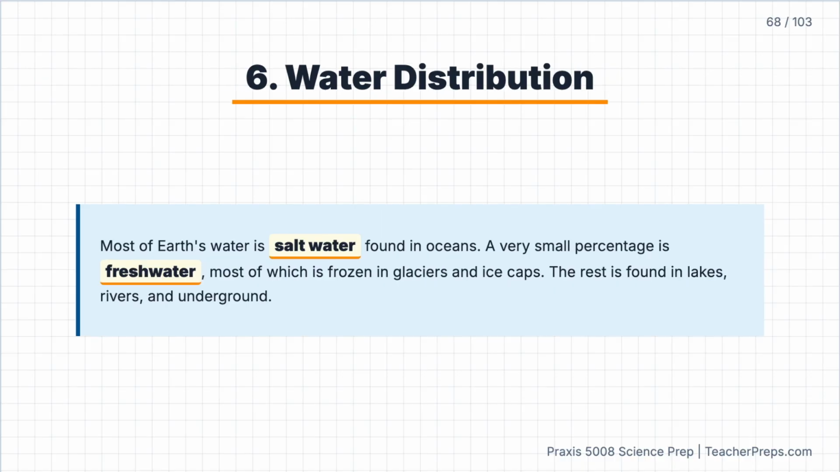Next up is all about water distribution. Remember that it's important to know where our water is. Also, your exam could ask how much is salt water, which is 97%, how much is fresh water, which is about 3%, and keep in mind that most of the fresh water is, you're right, locked up as ice and unavailable to us at this moment.